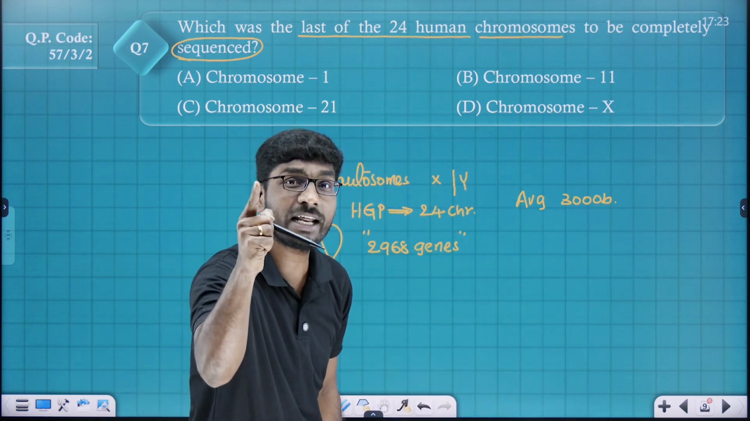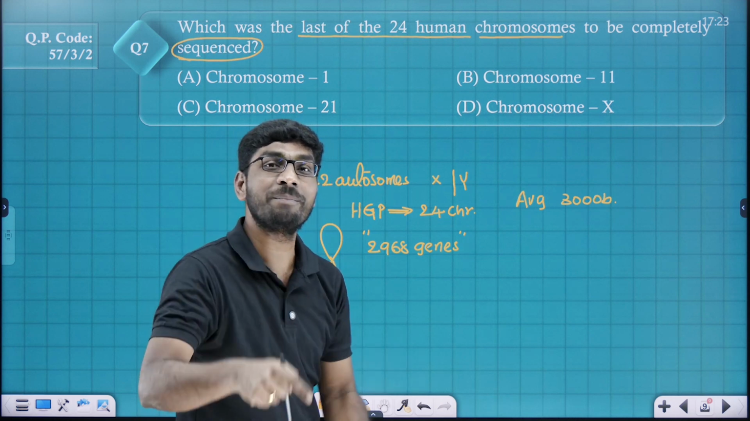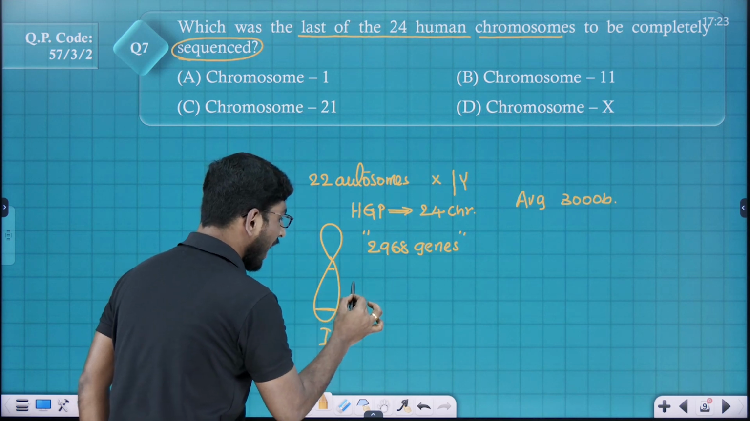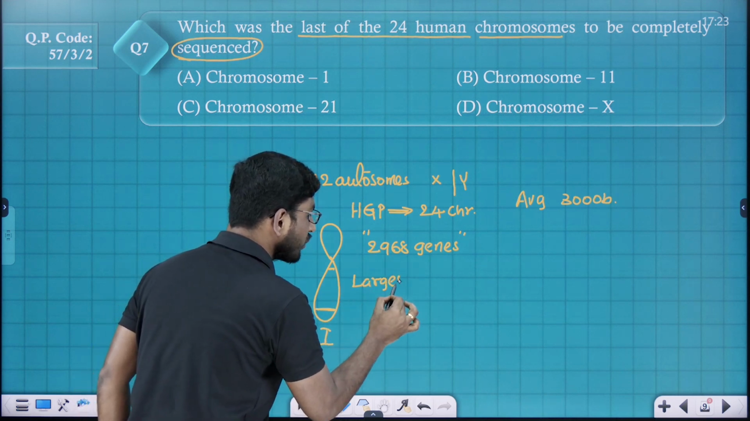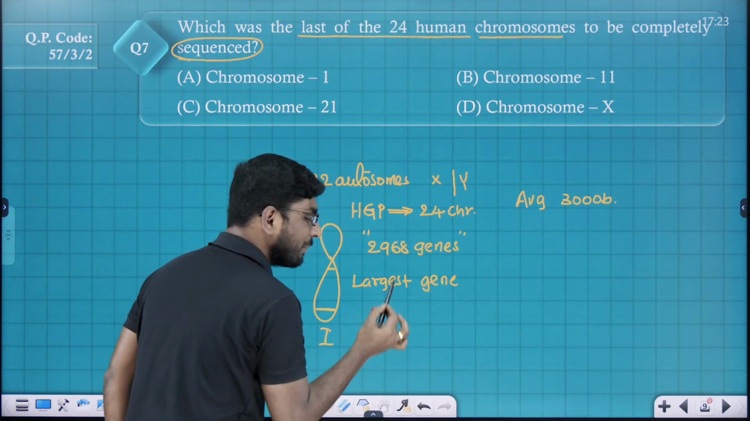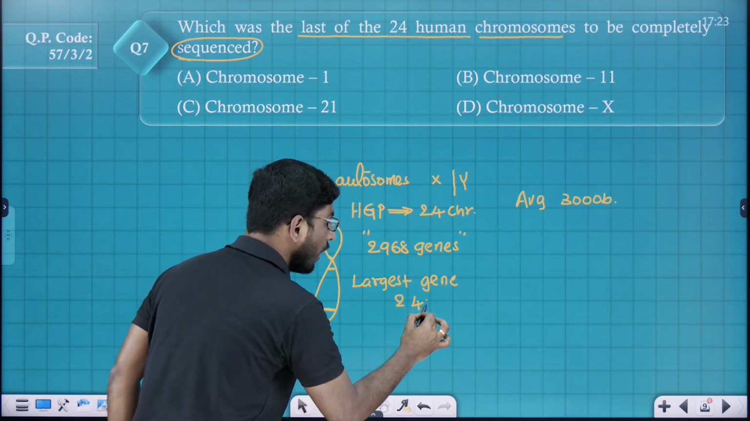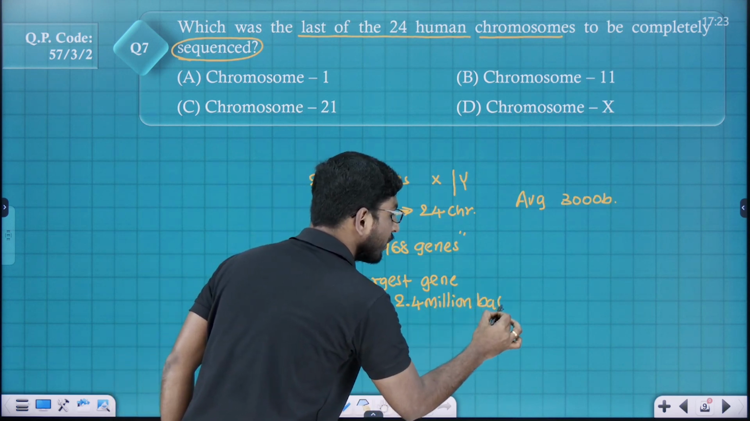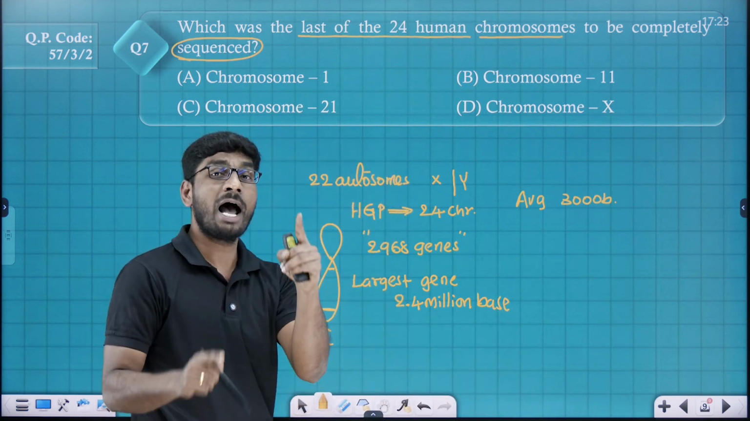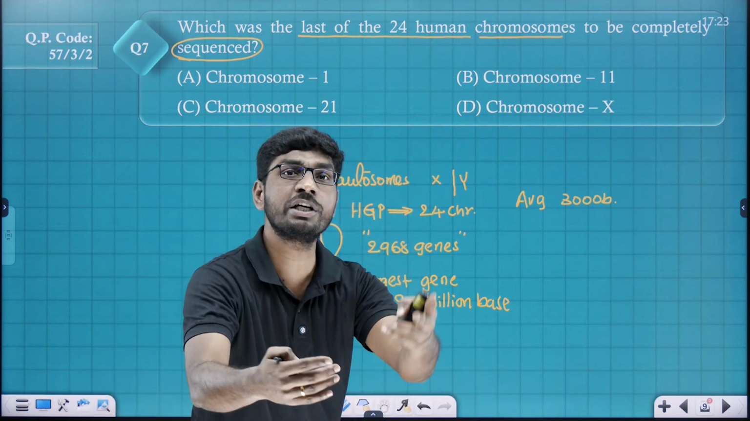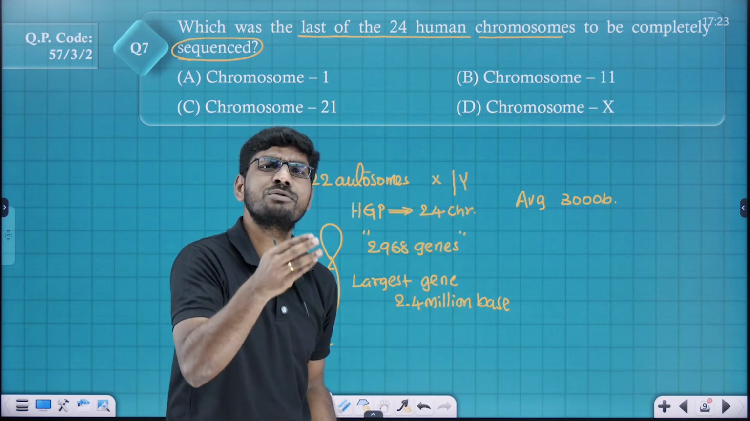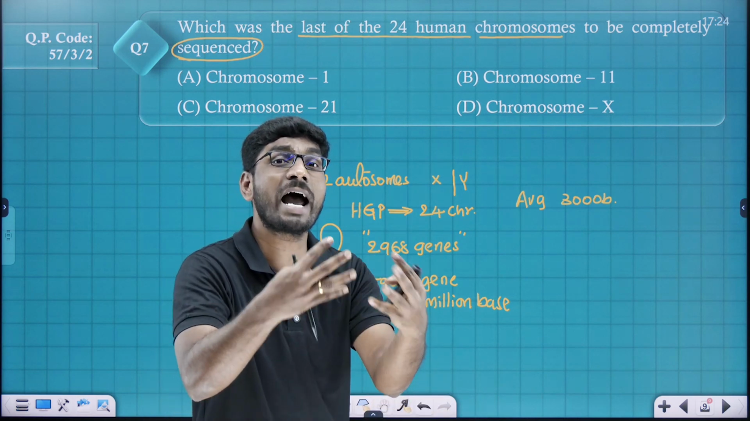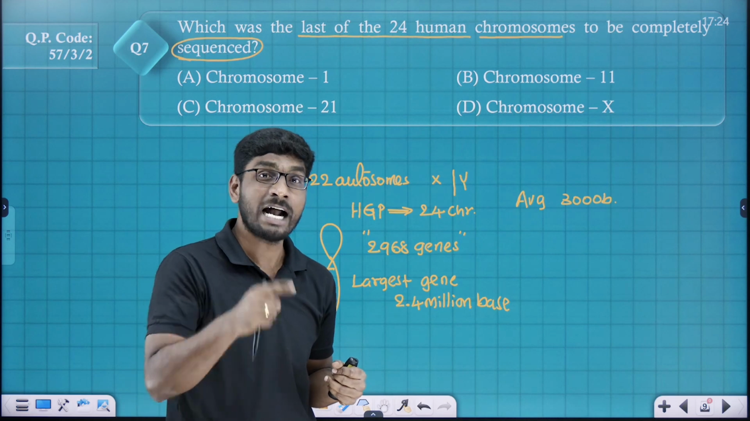But what is the largest gene's name? Dystrophin. The dystrophin gene is located on chromosome number 1. This is the largest gene. You know how many bases it has? 2.4 million bases. Remember all of you. So the largest gene and also a large number of genes are on chromosome number 1. So the scientists took a little more time here, and this is the last chromosome because it took a little more time to sequence.